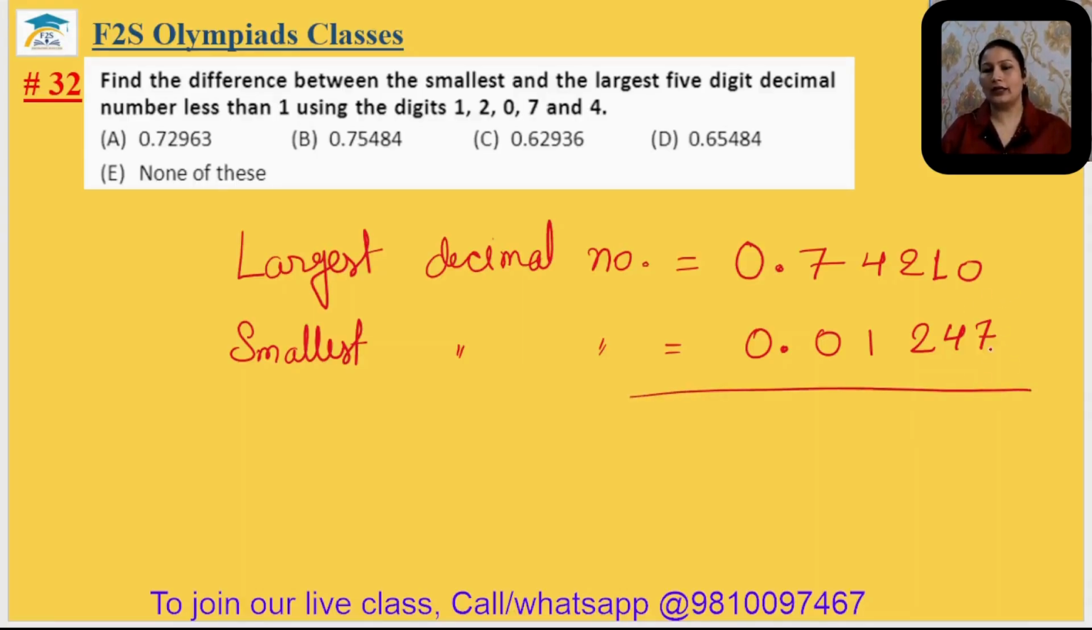So 10 minus 7 is 3, now 10 minus 4 is 6, 11 minus 2 is 9, 3 minus 1 is 2, 7, decimal, 0. So 0.72963 is in option number A. So the 32 answer is option A.